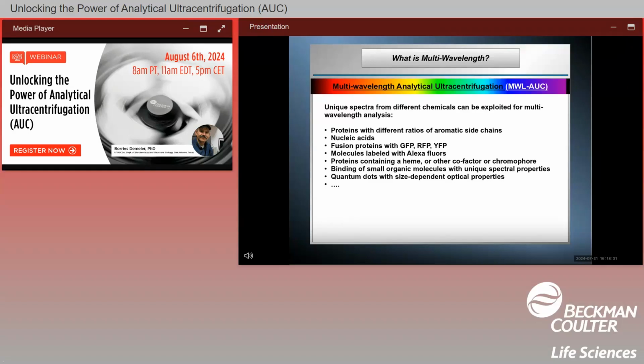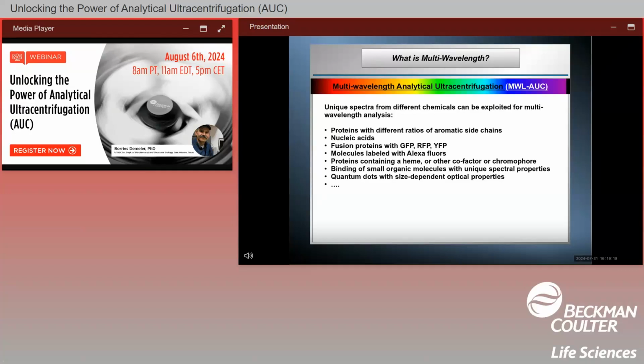Nucleic acids also have a very different absorbance spectrum from proteins. So if you have mixtures of proteins and nucleic acids, we can tell them apart spectrally. They just have different colors, and we can tell how much of each color we have. And we can then distinguish fluorescently labeled molecules or fusion proteins that are fused to a fluorescent protein like GFP, RFP, or YFP, or any one of the other ones that absorb at different wavelengths. And the same is true for molecules that are labeled with Alexa fluors, which come in a great variety of excitation wavelengths that can then be measured with multi-wavelength absorbance.